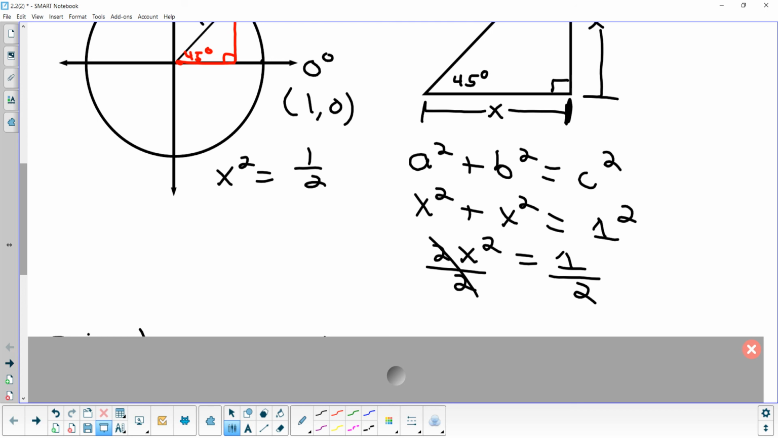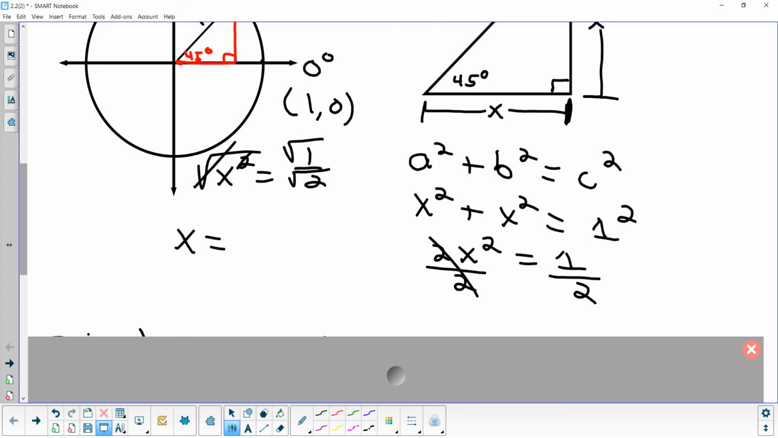What's my last step to get x by itself? You have to do something to x squared and to 1/2. The square root. So we're going to square root both sides. And the way you square root a fraction, you do the top and you do the bottom separately. Top, bottom. And let's simplify what we can. The square root cancels out.